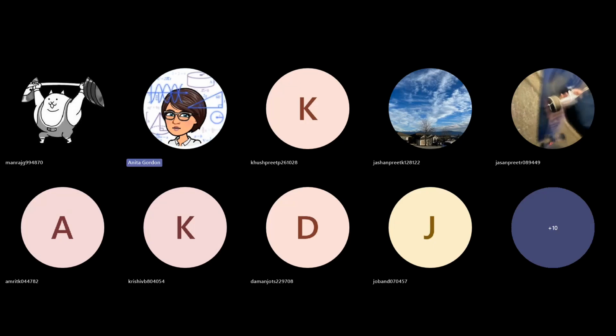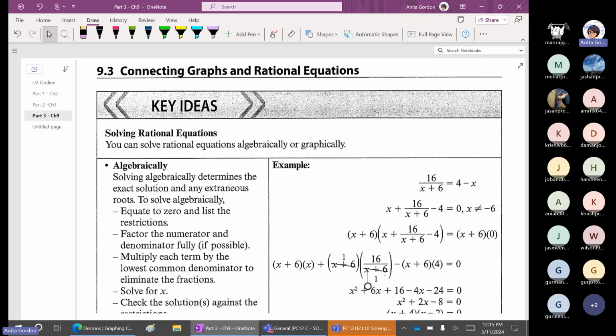Today's lesson is essentially the copy of the lesson that we did from radicals. We solved radical equations algebraically and using technology, using graphs or Desmos in our case. You could use a graphing calculator as well.